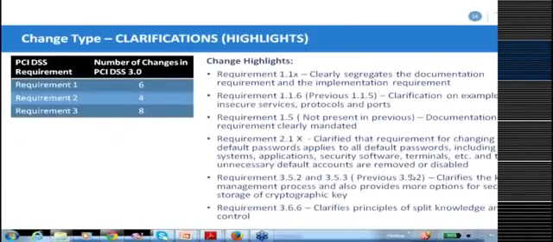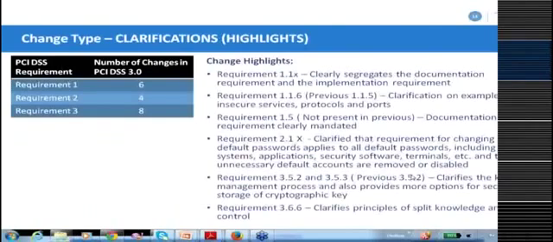Some of the highlights from requirement 2 clarify that the requirement for changing vendor default passwords applies to all default passwords, including system, application, security software, and terminals. So the clarity that they have brought in terms of wording the intent of the requirement in version 3.0 for this particular requirement is a little more detailed now.